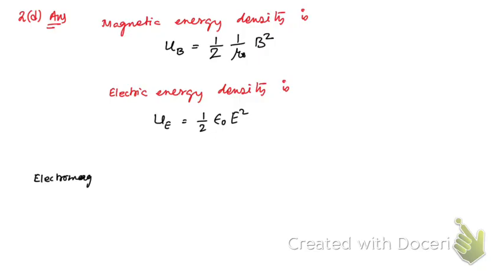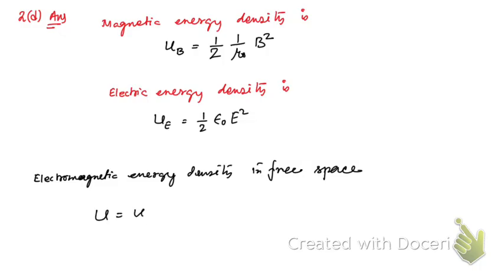The electromagnetic energy density in free space is U is equal to U_B plus U_E. So if we add these two terms, instead of U_B we're going to write this, and U_E is this.